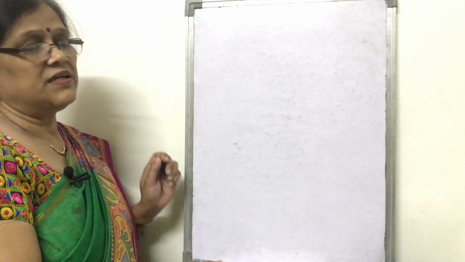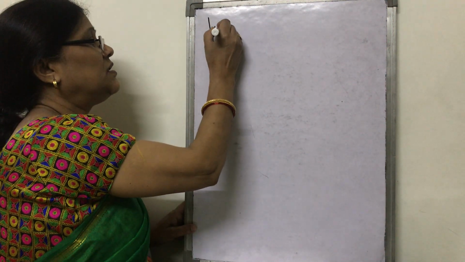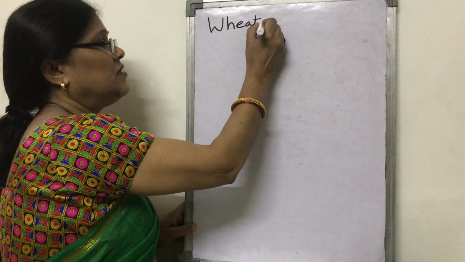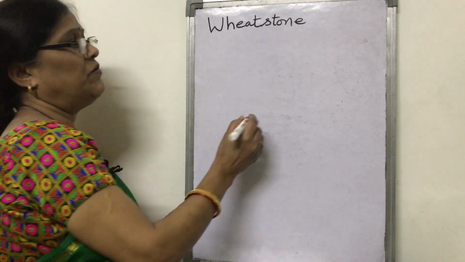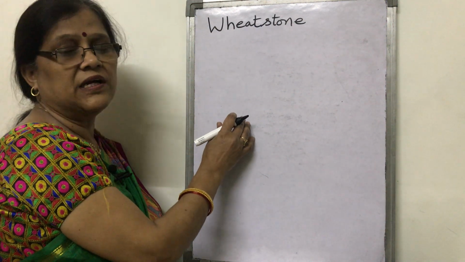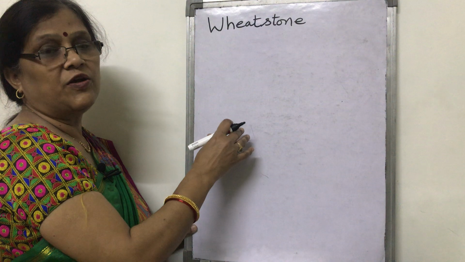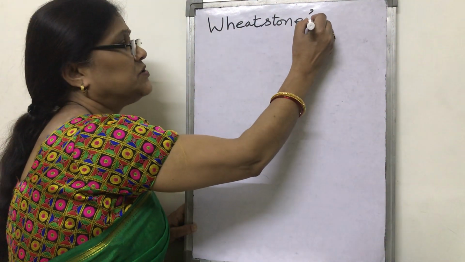So what is that? The Wheatstone bridge principle is based on the value of one resistance out of 4, which can be determined quickly and accurately. How? Let's start with Wheatstone's bridge.